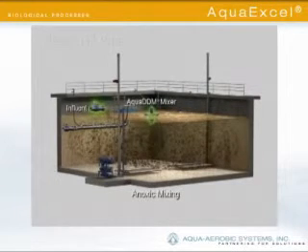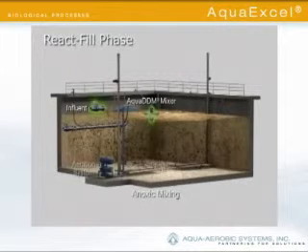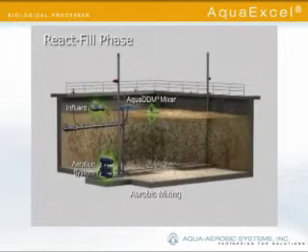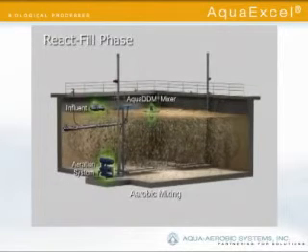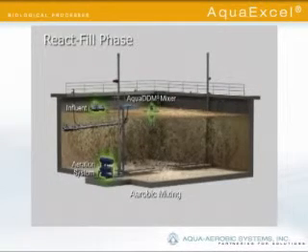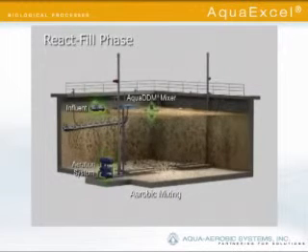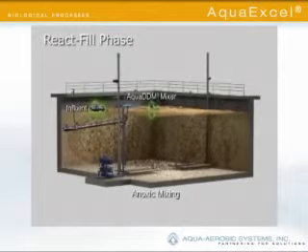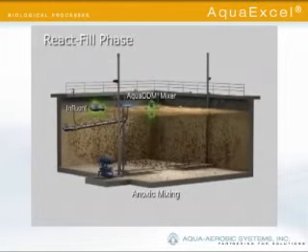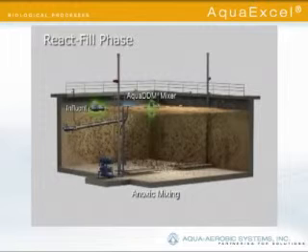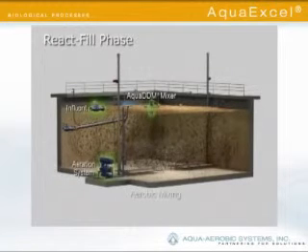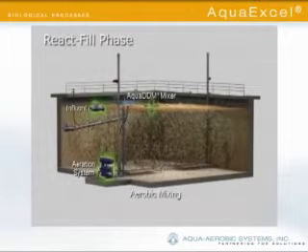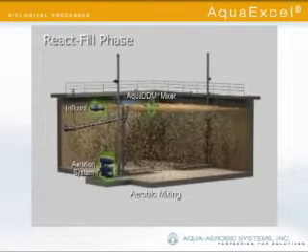In the react-fill phase, the influent valve remains open, allowing wastewater to continue to fill the reactor. The AquaDDM mixer remains in operation while aeration is introduced. During aeration, organic material is oxidized and phosphorus is absorbed, while ammonia is converted to nitrates. Unique to the AquaExcel is the ability to offer discrete intervals of aeration and anoxic treatment. This dual control assures that anoxic levels are reached when desired, and over-aeration is prevented during low-flow conditions.